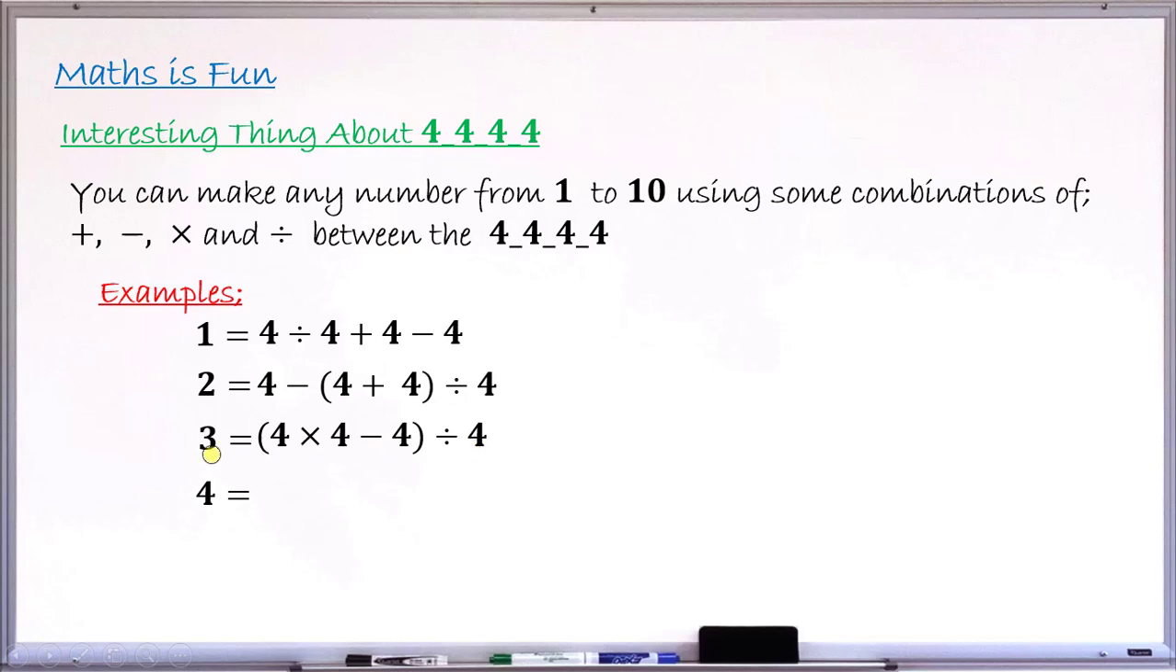You can see it. If I want to make a 4, I'll have 4 plus 4 multiplied by the bracket, inside the bracket is 4 minus 4. Minding our order of operations, the bracket first. 4 minus 4 is 0. That is 0 multiplied by 4 is 0. So 4 plus 0, you still have 4.